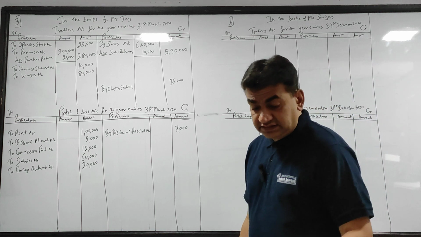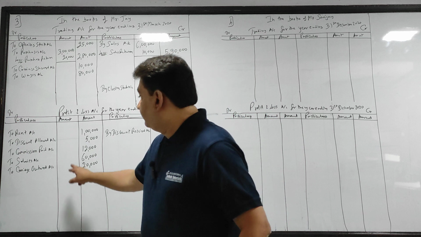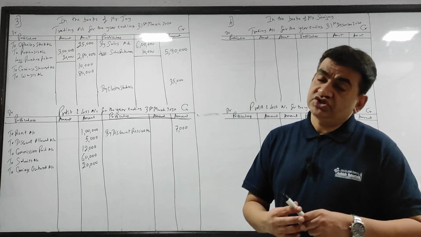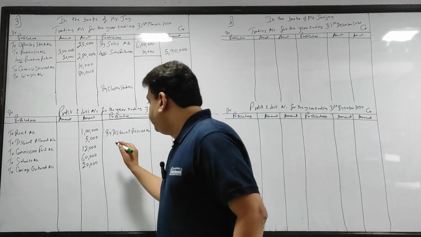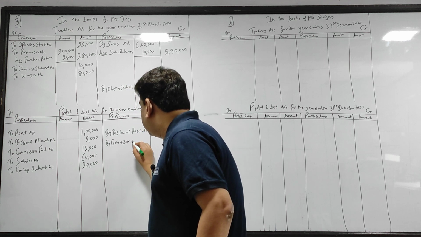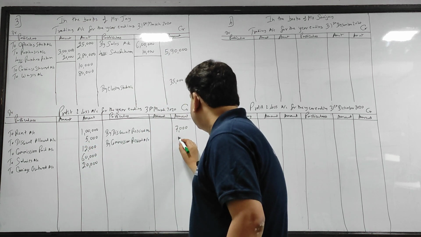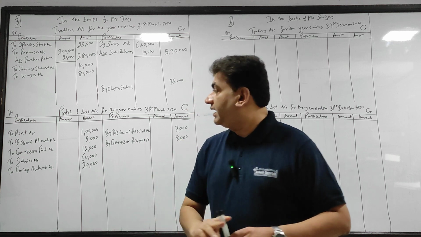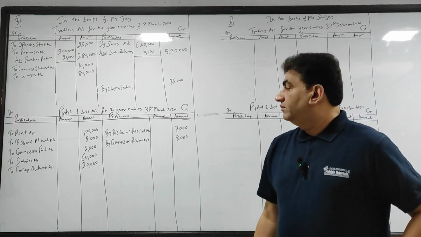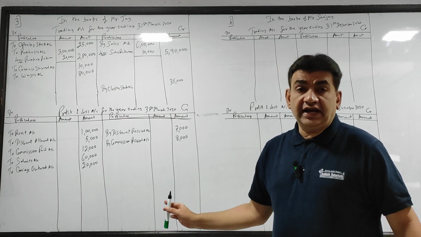Got it? And the last, commission received 8,000. Can I say the same thing? When I paid commission, it was an expense. When I received commission, it's an income. So commission received is an income. Come to the credit side of P&L. By commission received account, that is 8,000. Tell me guys, clear with the posting? Got it? So this was a combined sum of trading and P&L.